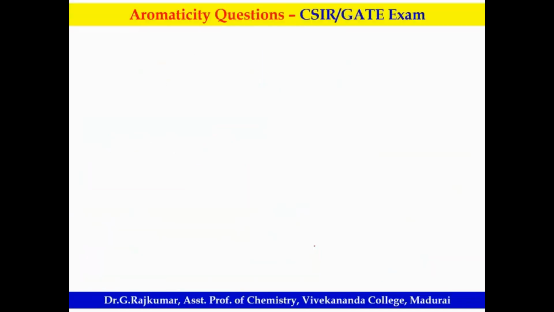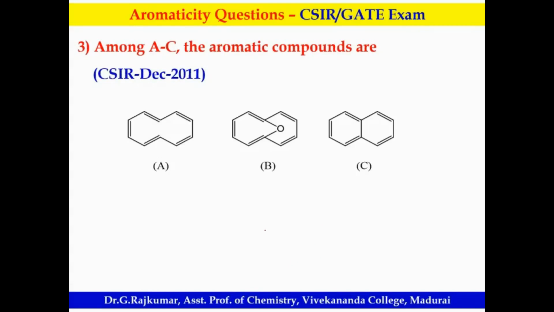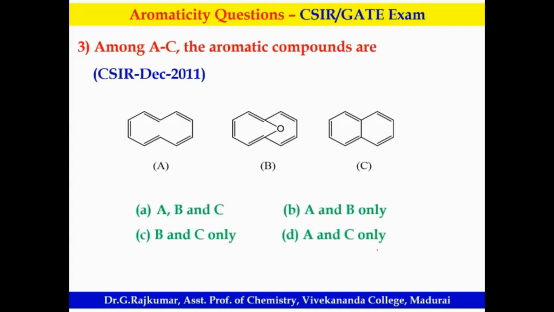Good. Next question. Among A, B and C, which is aromatic? Option B and C only, sir. B and C. This is aromatic, and C is aromatic, we know. Naphthalene. And look at this. What is the structure of compound B? Bridged annulene. Very good.